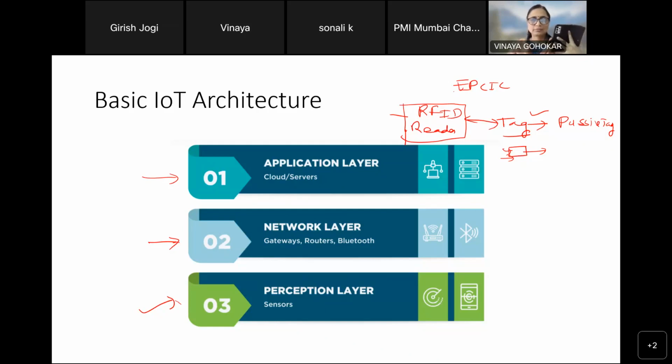Okay. Thanks, Vinaya. The next question is, what is the mechanism to ensure that data collected by IoT devices is only used for the purpose for which it is collected and not misused?